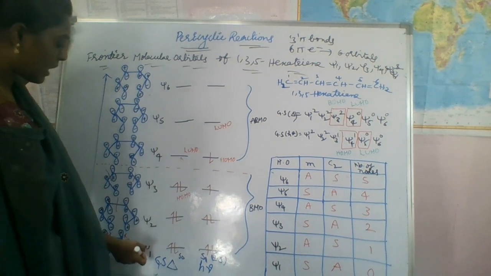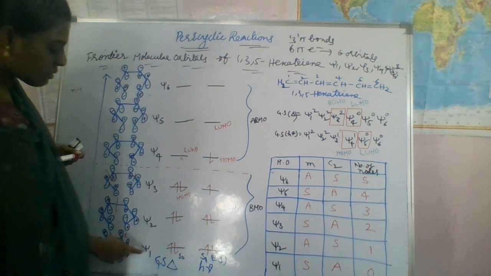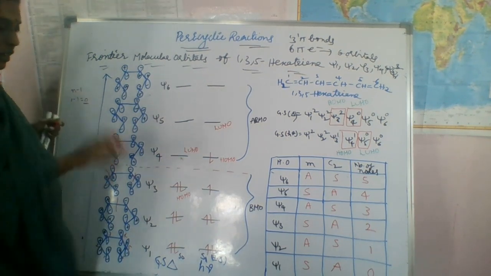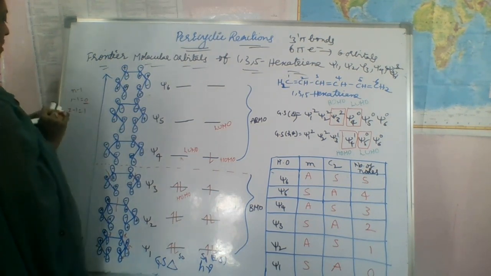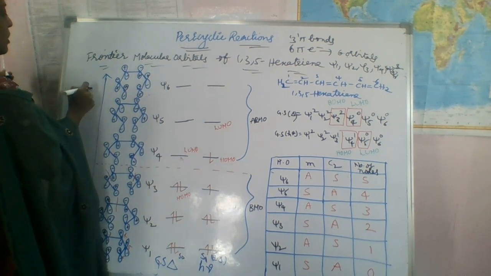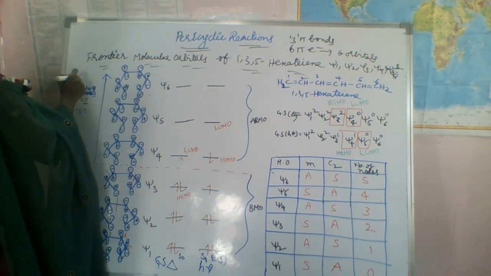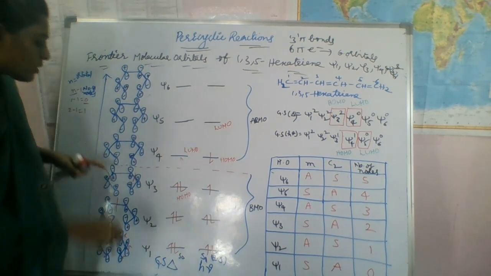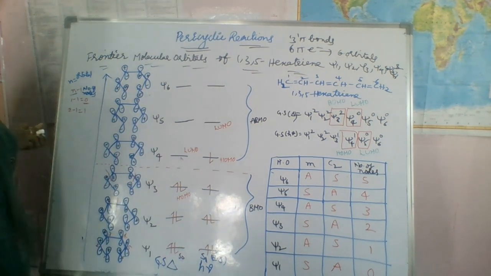According to the formula, number of nodes is n minus 1. For psi 1, n is 1, so 1 minus 1 is 0 nodes. For psi 2, n is 2, so 2 minus 1 is 1 node. This is the number of nodes formula, where n is the orbital number. If you take the psi 3 orbital, how many nodes are there? Psi 3 means what is the number here?